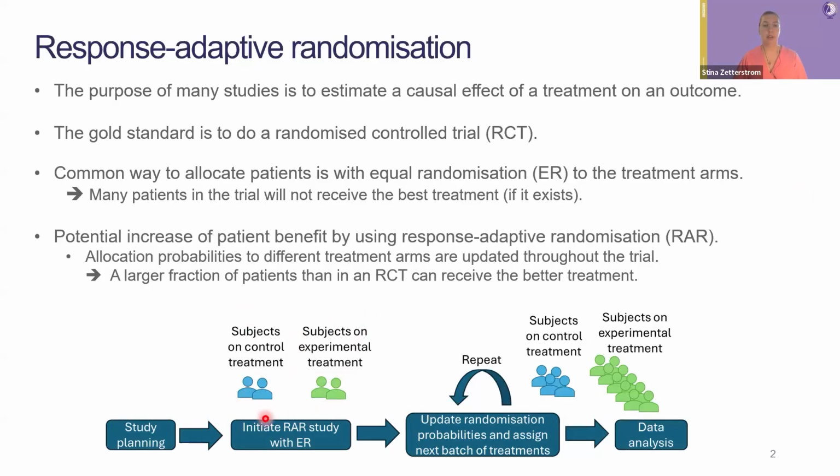So you start by allocating some patients using equal randomization. And once the outcomes of these patients have been observed, the randomization probabilities are updated and the next batch of patients are allocated to treatments. Once their outcomes have been observed, the randomization probabilities are updated again, and so on, until all the patients have been allocated to treatment arms. And using a RAR procedure, this can end up in quite uneven sample sizes on the different treatment arms.